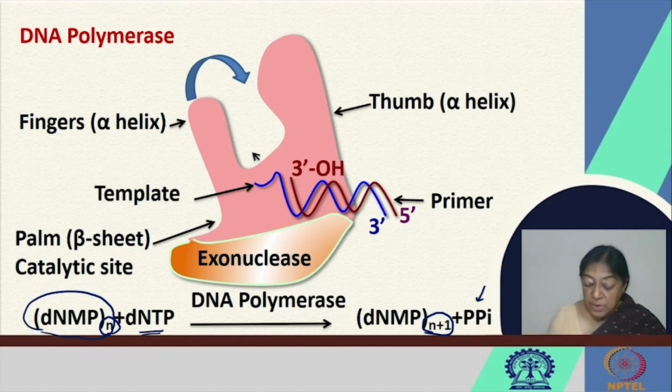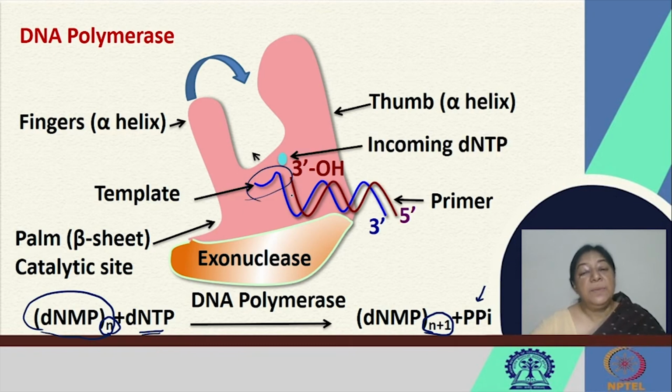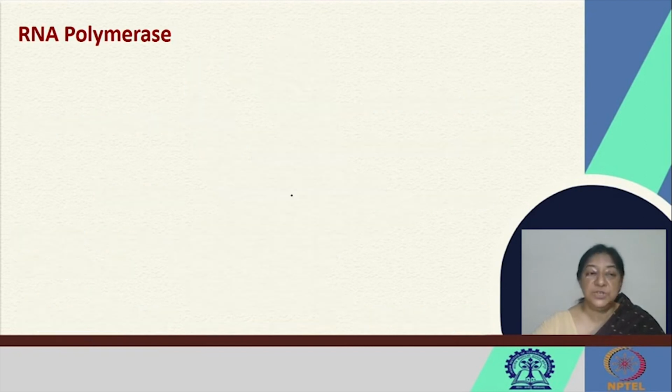This is where our template is. And the incoming dNTP, that is the nucleoside triphosphate, and we would have the formation of the PPi, the removal of the PPi, and the extension.